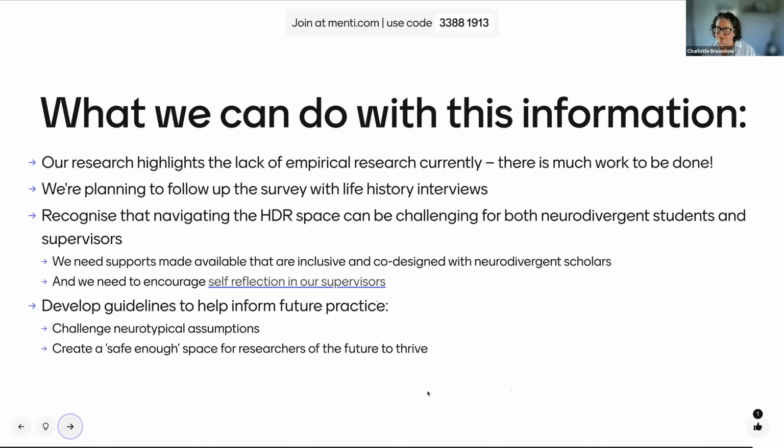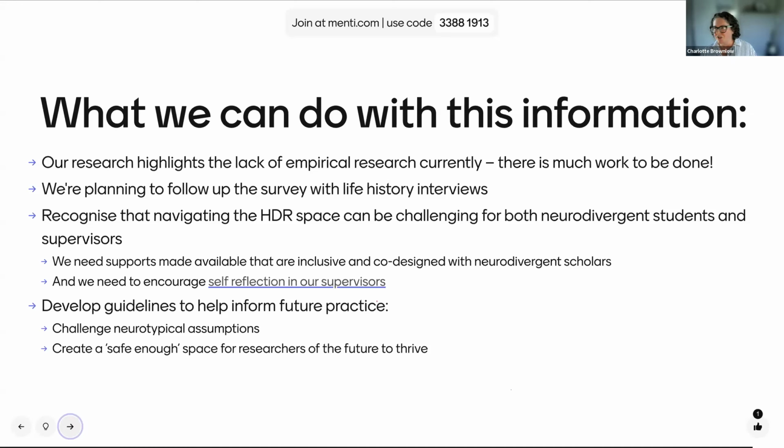We also need to really encourage that self-reflection piece in our supervisors. And I think we can all learn. We all continually learn. And I think supervisors need to be open to learning from students as well as being positioned as those kind of experts.